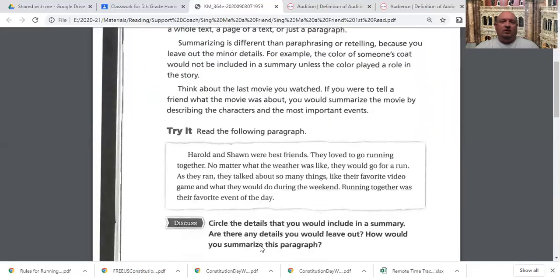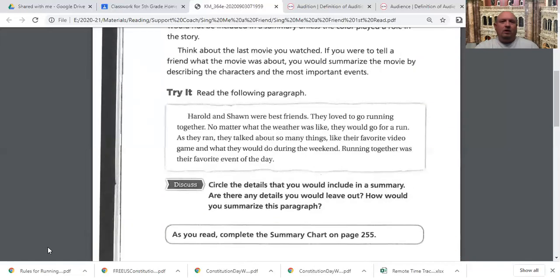So let's try this skill in the following paragraph. Again, let's look at the discuss part first. Circle the details that you would include in a summary. Are there any details you would leave out? How would you summarize this paragraph? So as I go to do this, I'm going to grab my annotation tool to draw here, but I'm going to read it first and then come back through and let's find the key things.